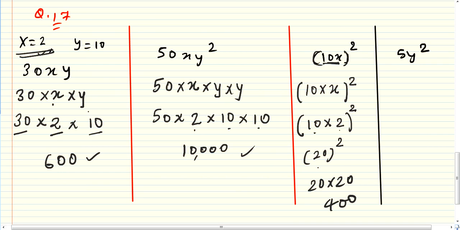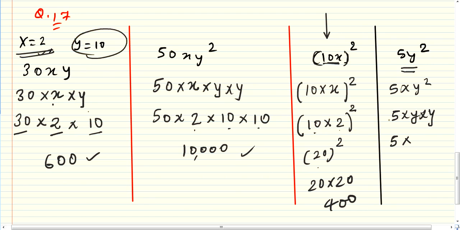If you will solve in this pattern, definitely you will get the right answer. Clear? The next is 5y square. So 5 into y square. Further you can write 5 into y into y. So 5 into y, value of y 10, so into 10 into 10. So 5 tens are 50, 50 tens are 500. So this is your required answer for question number 17. Clear?